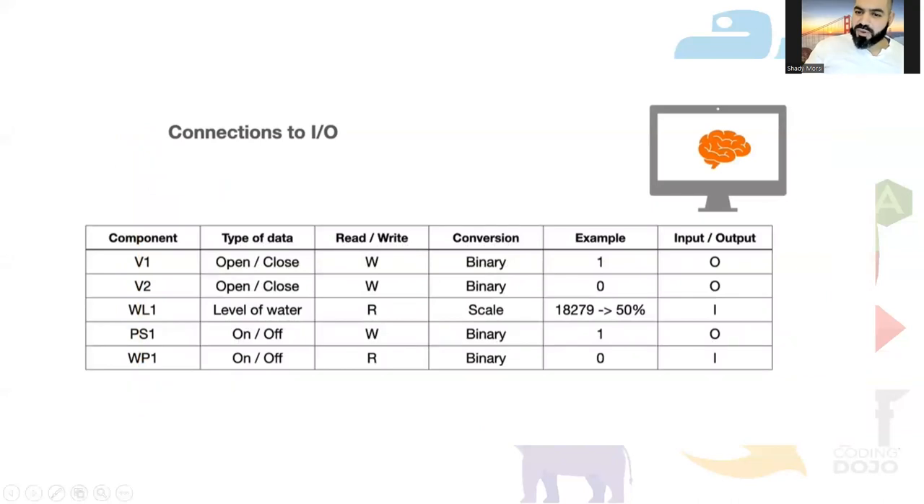So for example, over here, I have here my components. I have the type of data. I have the read write, which means I'm reading a component or writing to a component. I'm talking about what kind of data I will transfer to my computer or to my brain over here. In some cases, it's one and zero, so binary, or a scale, which is an analog signal. And the scales I reach, I can transfer to my computer, either one or zero.